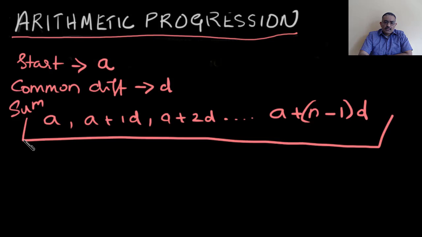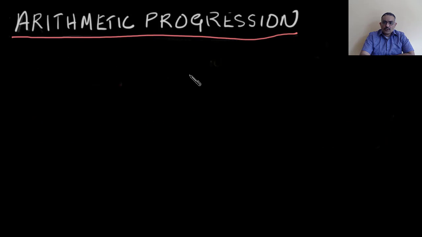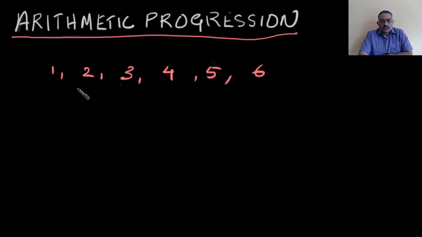Before we go through this calculation, I want to show you something quite interesting. To make this easier, let's take simple numbers: 1, 2, 3, 4, 5, and 6. It's very easy to see that this is also an arithmetic progression. The starting point is 1 and the common difference is also 1. That's why the difference between all these terms is 1.